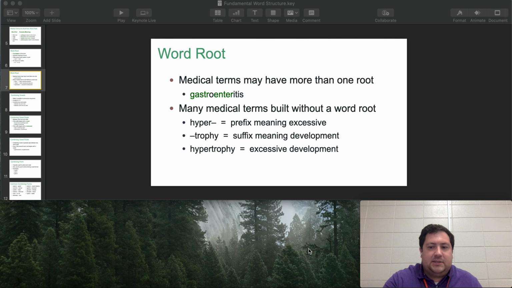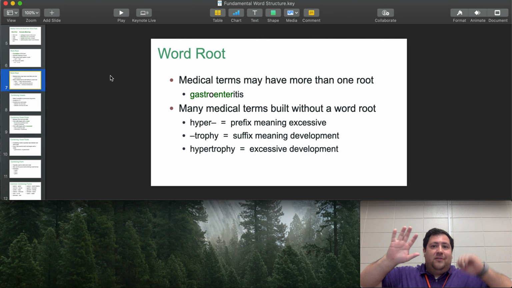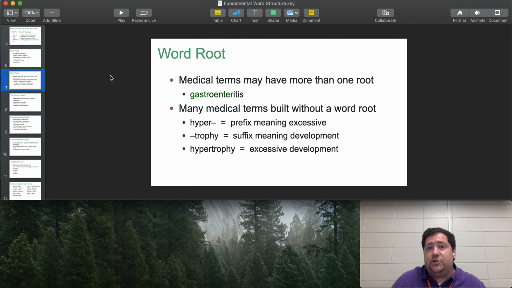It's also possible for you to have a medical term that's built without a word root. It is possible for you to have a medical term that only has a prefix and a suffix jammed together, okay? Like the word hypertrophy. Hyper means too much. Trophy means development or nourishment. So hypertrophy means excessive development. So that is definitely a word that doesn't have a word root. So sometimes that is possible, although when you have a word root, you should always look to the word root first.